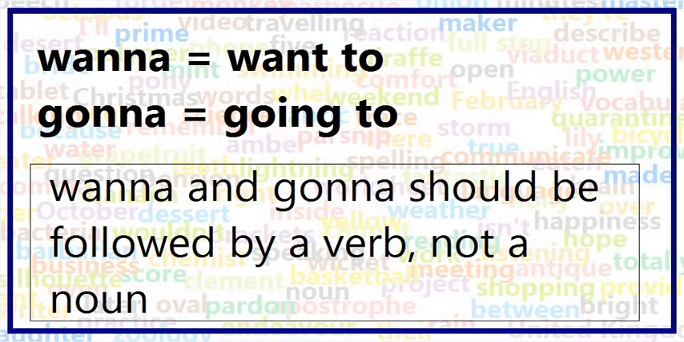Here's a couple of more modern contractions. Wanna and gonna. These are a bit different because they don't have apostrophes, but wanna is a contraction of want to, while gonna is a contraction of going to. However, these should always be followed by a verb, not a noun. So wanna do something, gonna do something. We wouldn't use gonna with a place. So if you say I'm going to the shops, you wouldn't change that for I'm gonna to the shops. Gonna is going to do something.